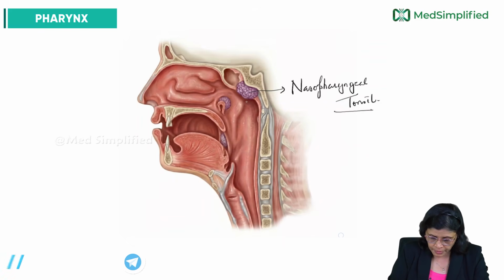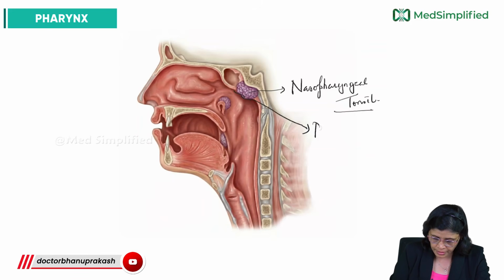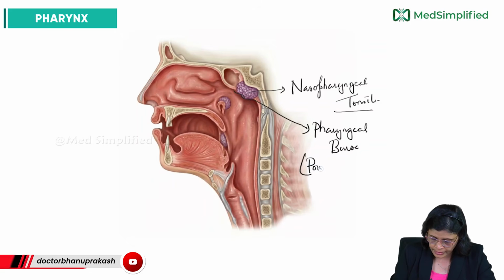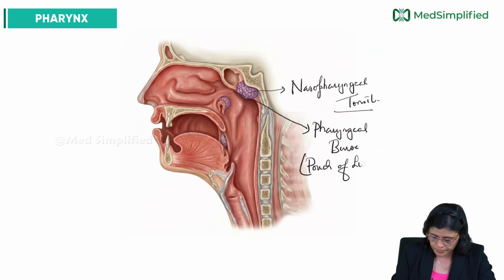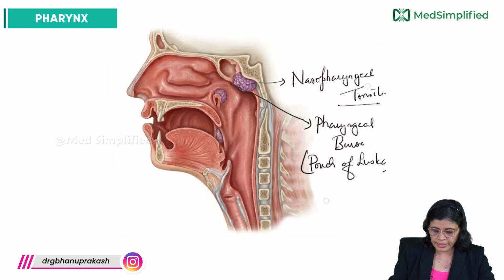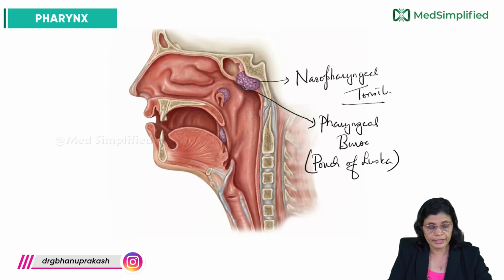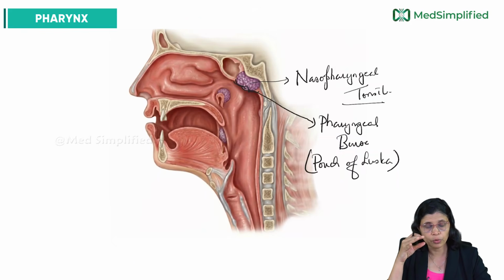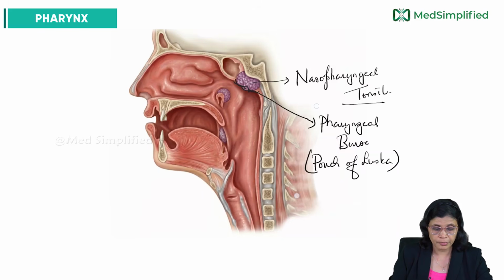Then here in the posterior wall, there will be a small bursa which we call the pharyngeal bursa. Pharyngeal bursa is also called the pouch of Luschka. So it is nothing but a mucous diverticulum. Here it will be extending into the substance of the nasopharyngeal tonsil. So it will contain many mucous glands, this pharyngeal bursa.